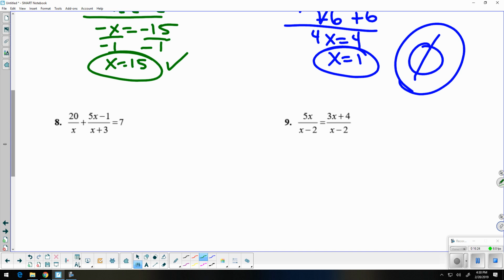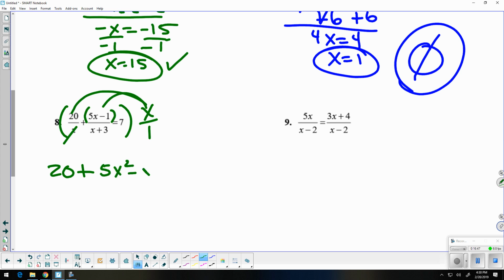We have 2 denominators to get rid of, the x and the x plus 3. So I'm just going to go ahead and start this off. I'll multiply everything through by x over 1 to cancel my first denominator, which is just the x. So when I carry it across to the first one, it cancels. I'm left with just 20. Plus, carried over to this one. So again, I'm multiplying 5x minus 1 times x. That's going to make that 5x squared minus 1x over x plus 3.